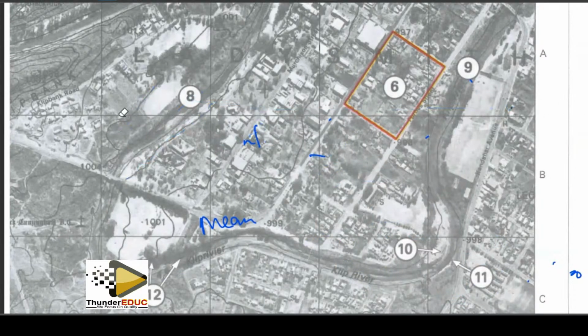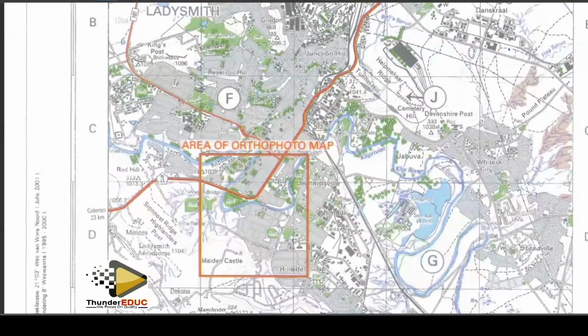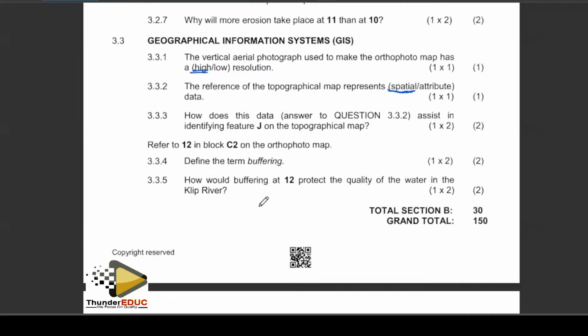present buffering as demarcation around a geographical feature. Putting a demarcation around a geographical feature. That is how I can define it in simple understanding. Or putting a demarcation, or in simple terms, a boundary around a feature. That is buffering according to simple understanding.